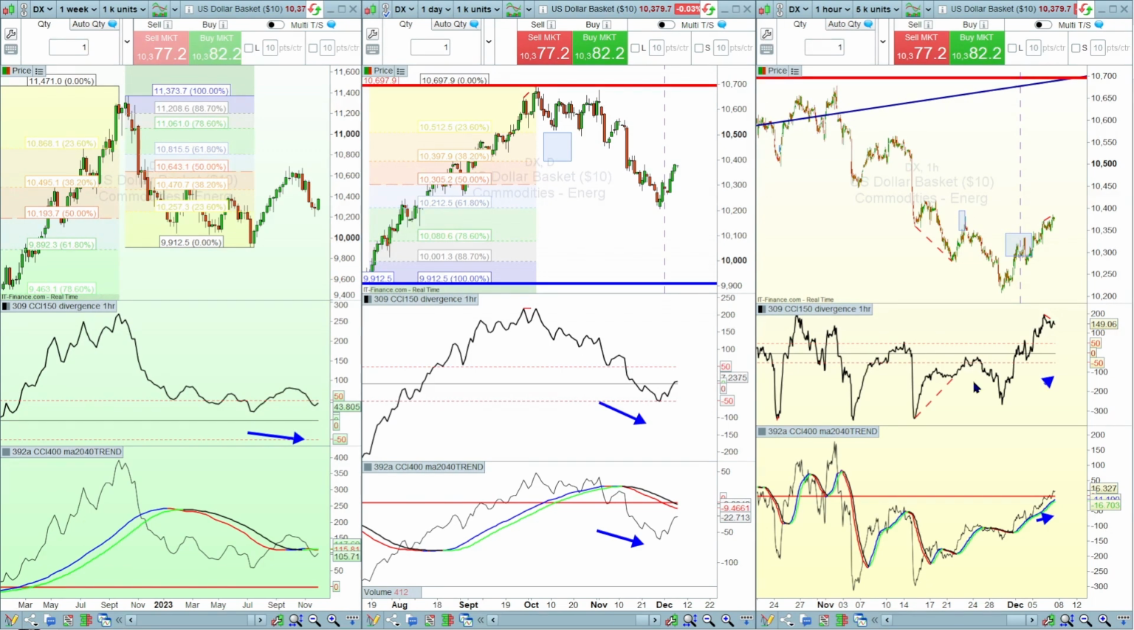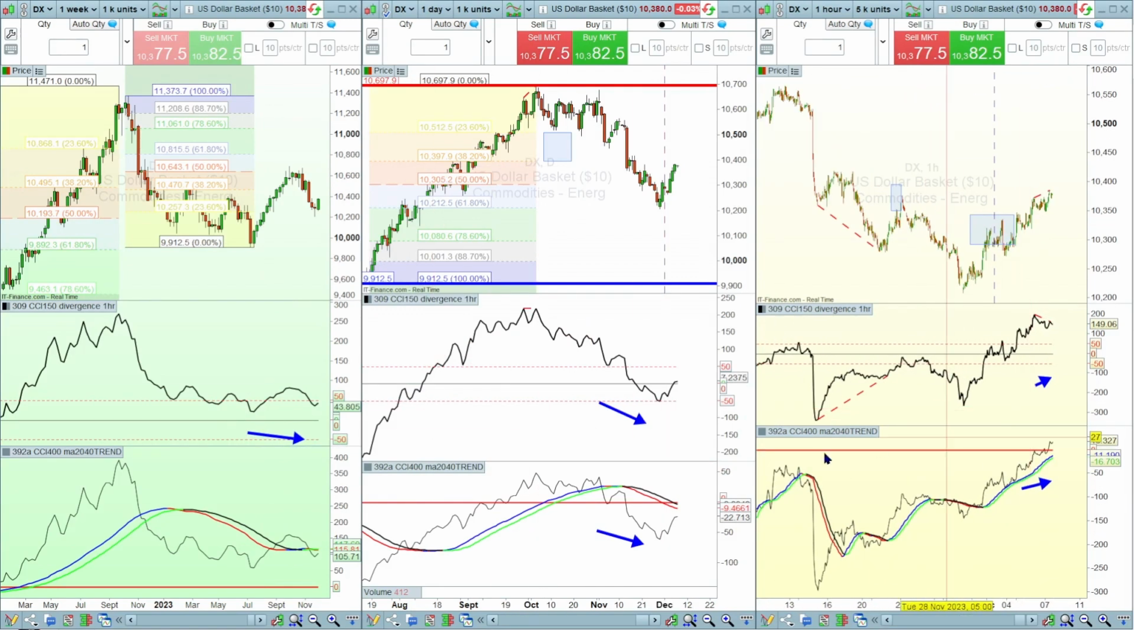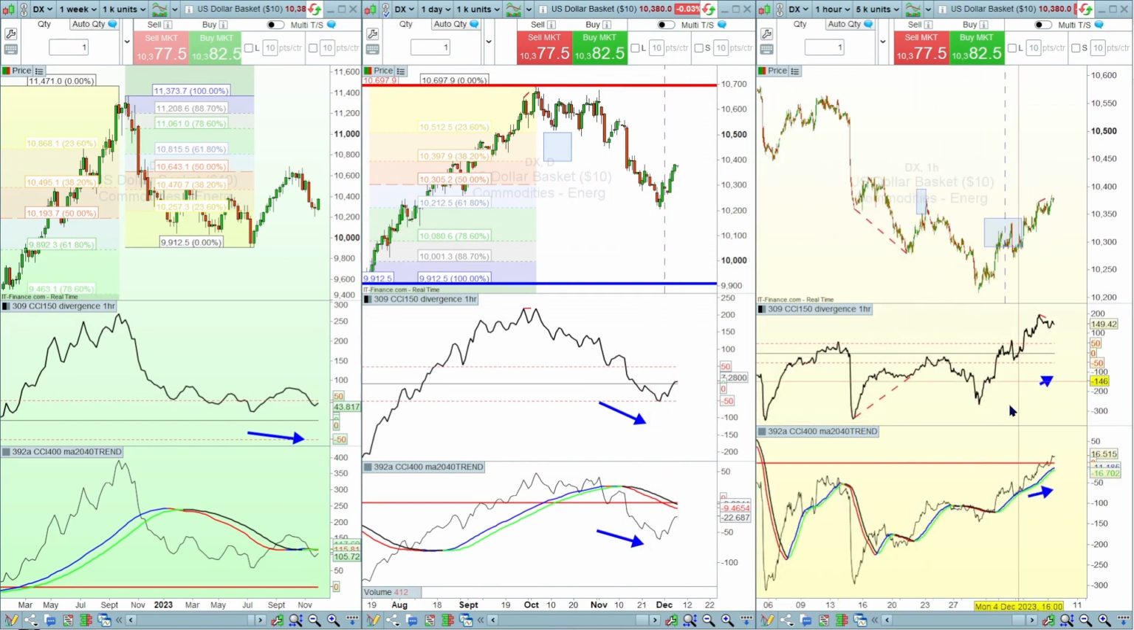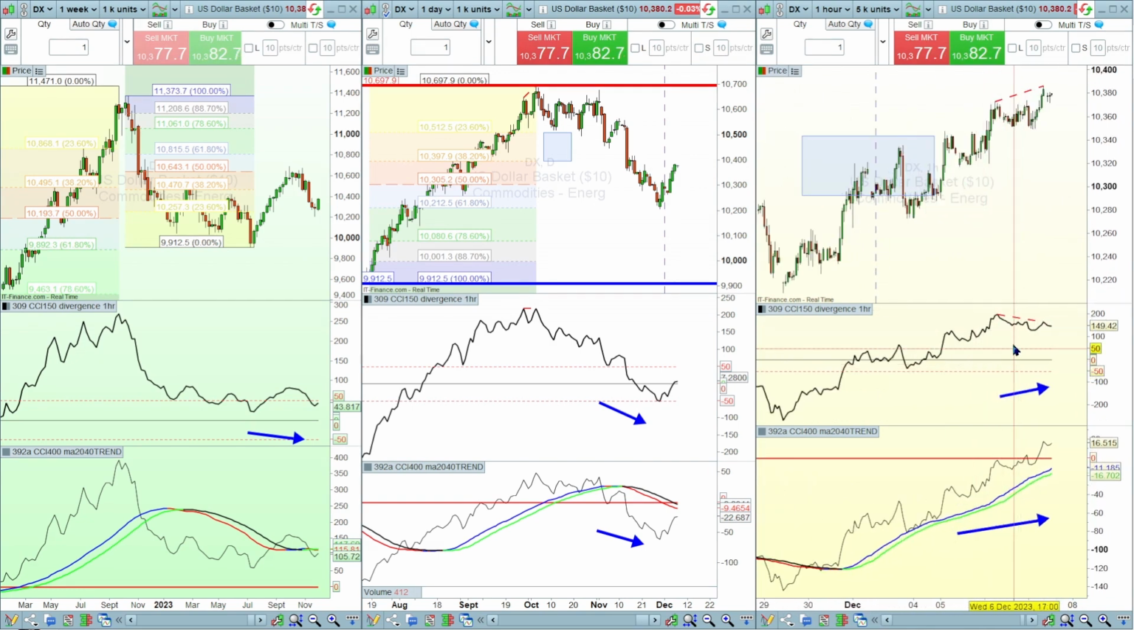This is the US dollar basket update. On the weekly, daily and hourly, you'll notice on the weekly and daily we're in a downtrend with a slight retrace on the daily. And on the hourly you can see that retrace. And we had a couple of bullish divergences play out, and they both hit their targets. At the moment we've got a bearish outlook looking forward.